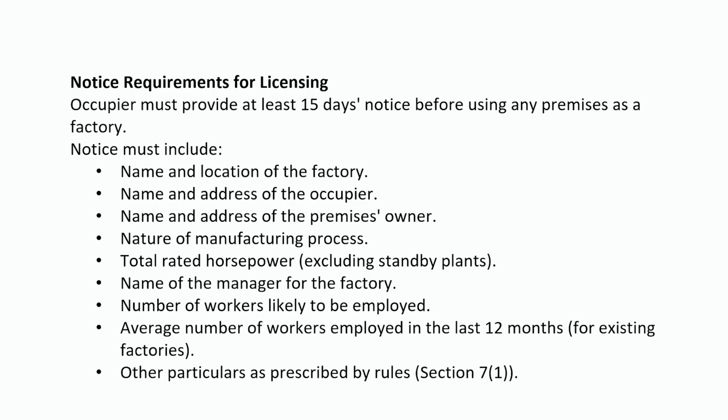And in this factory notice they must include the name and location of the factory, name and address of the occupier, name and address of the premises owner, nature of the manufacturing process, total rated horsepower. It means they are talking about how much power is required. They must tell how much standby power they have. The occupier must also give the name of the manager of the factory, the number of workers likely to be employed, the average number of workers employed in the last 12 months, and other particulars prescribed by the rules.